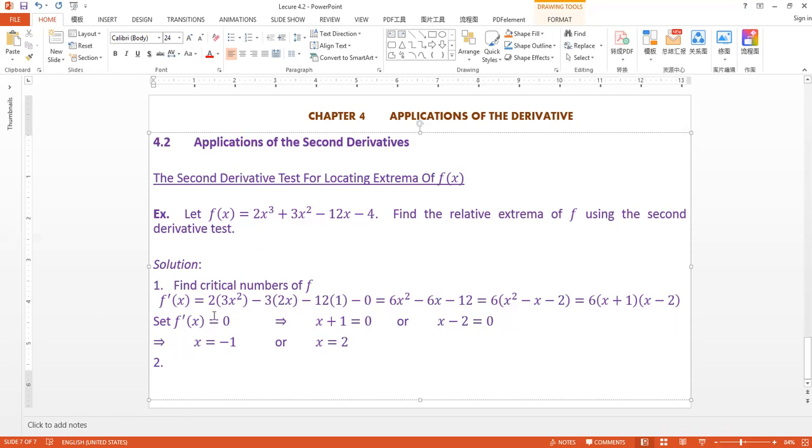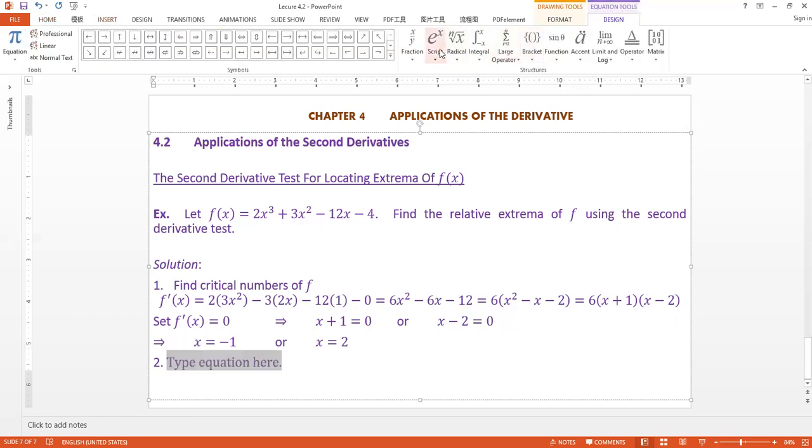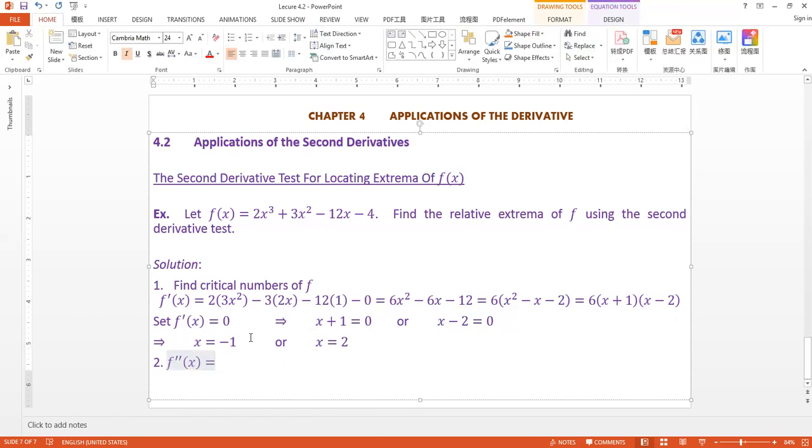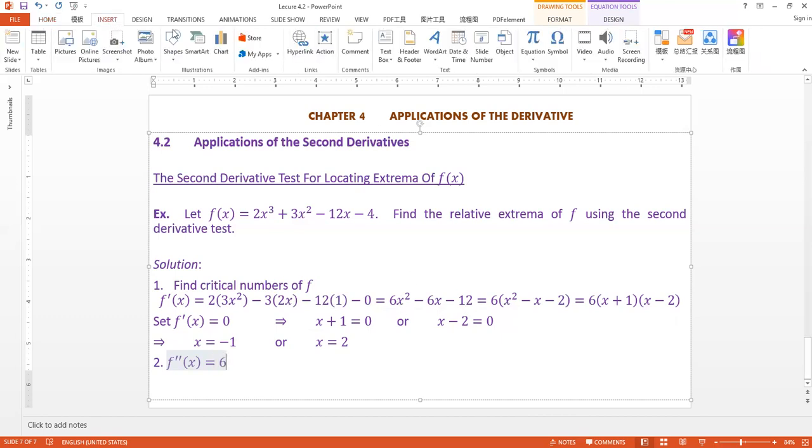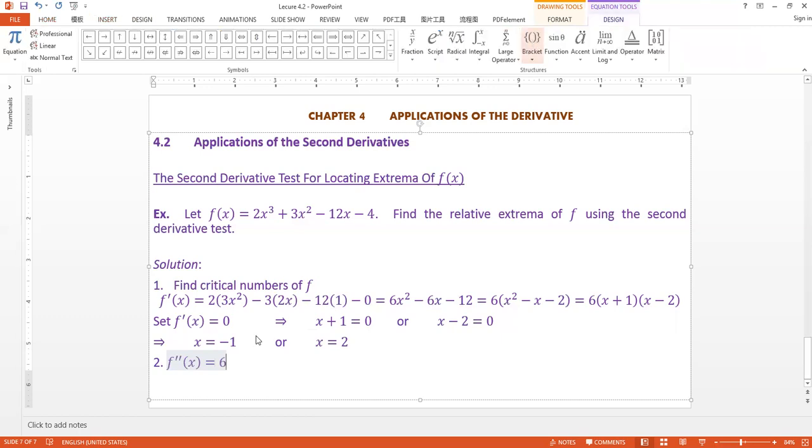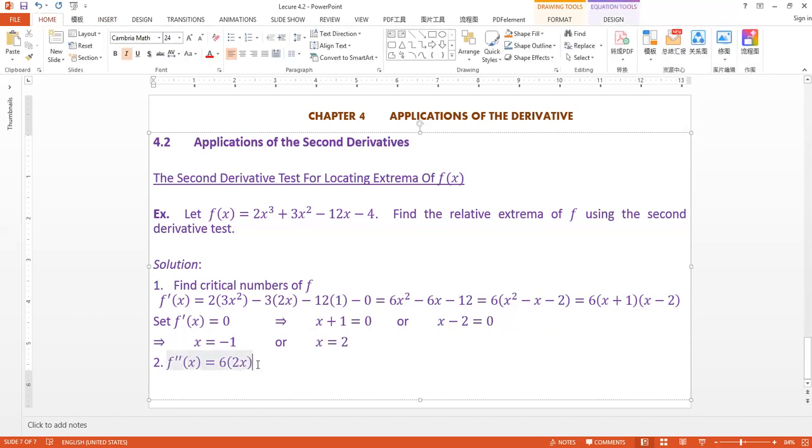So in order to do that, we need to take the second derivative of the function. Let's just do that. Okay, so the second derivative function is just the derivative of the first derivative. And we know the first derivative is 6x squared minus 6x minus 12. So if you take the derivative of f prime, you're going to get 6 times the derivative of x squared. As we know, that's just 2x. We already did that so many times, so I'm not going to repeat that.